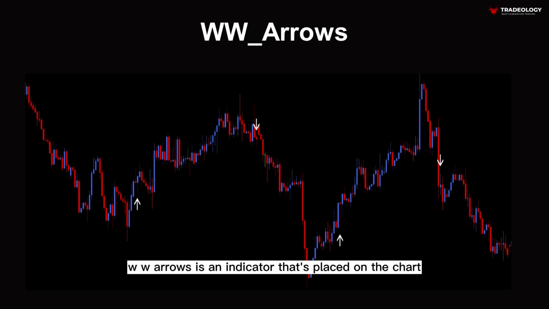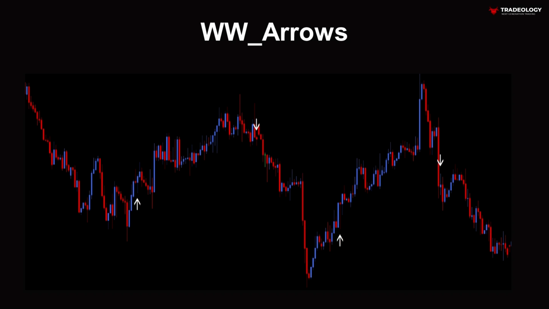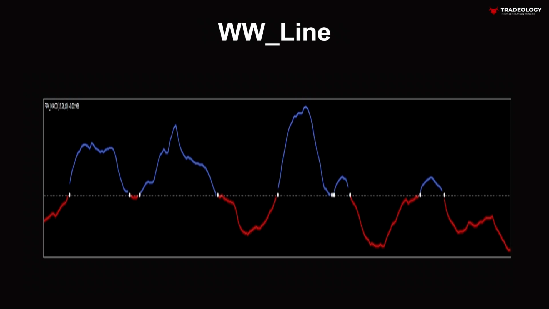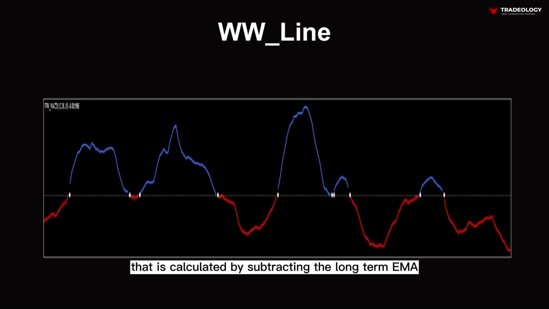So let's have a look at the WW arrows. WW arrows is an indicator that's placed on the chart, and it relies on the exponential moving average logic. The upwards arrow signals a potential buy trade, while the downwards arrow signals a potential sell trade. When searching for a trade, this is the first indicator you'll look at. After the arrow has appeared and all other indicators have aligned as well, only then will you take the trade. Once the arrow appeared and you took the trade, you can enter the next trade only when the next arrow appears.